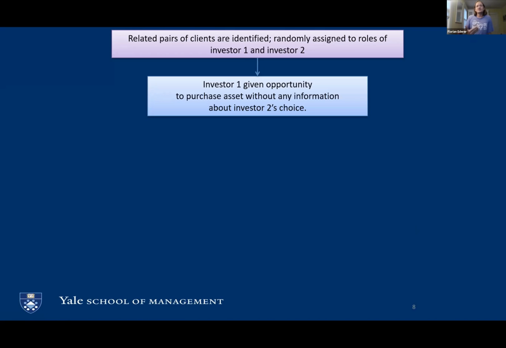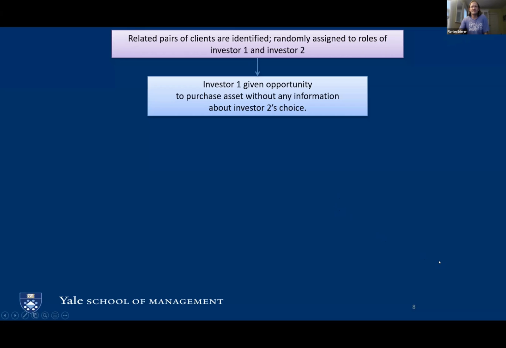We had a situation where investor 1 was given the opportunity to purchase an asset without any information about investor 2's choice. So the broker phoned up that investor 1, somebody that they knew already, that they interacted with a ton. They gave them this pitch about this new asset. This asset turned out to be a very, very attractive asset that usually doesn't get sold to all clients. But here, the broker is giving essentially a sales pitch for that asset.